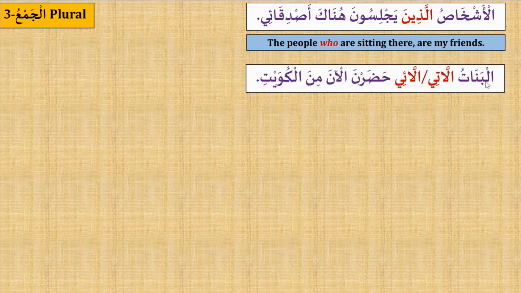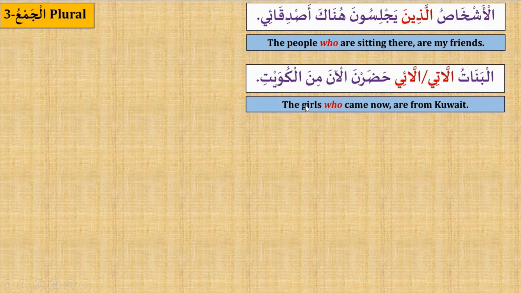Example for feminine: البنات اللاتي or اللائي حضرن الآن من الكويت. The girls who came now are from Kuwait. البنات, the girls. اللاتي or اللائي, who. حضرن, they came. الآن, now. من الكويت, are from Kuwait.